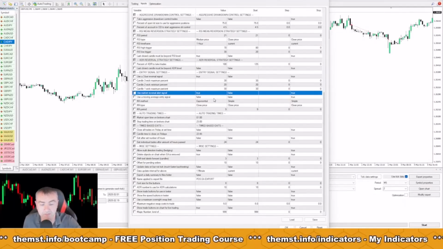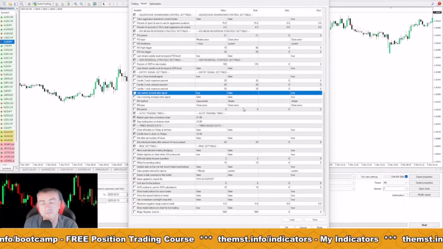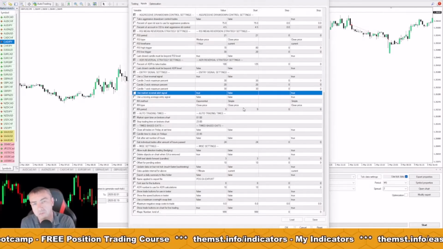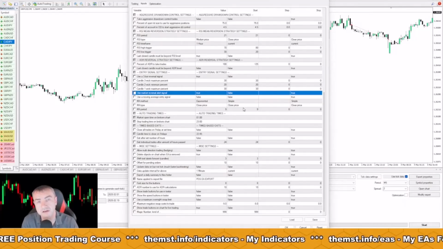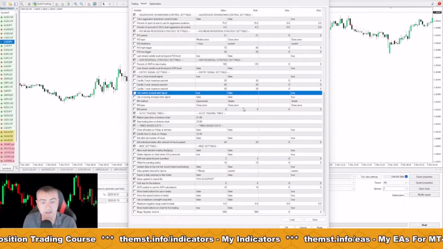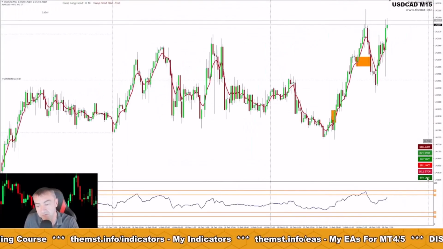So that's the additional entries. It's going to open up an awful lot more doors for people to trade the position trader EA that don't want to use ADR and RSI reversal signals, and people that are using the buttons to trade when they find their own strategies.